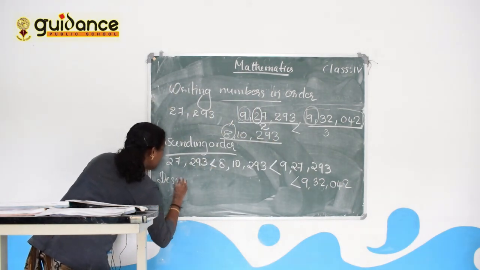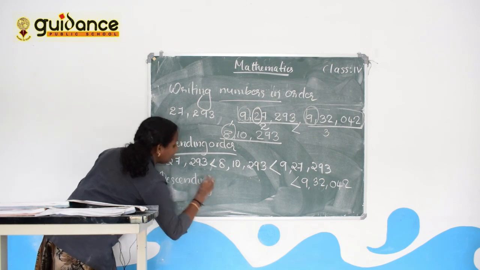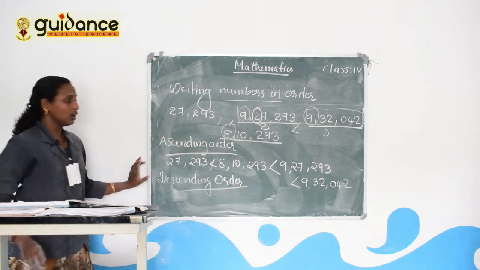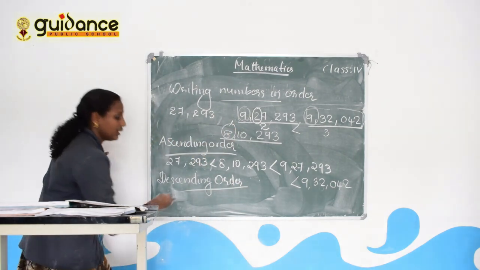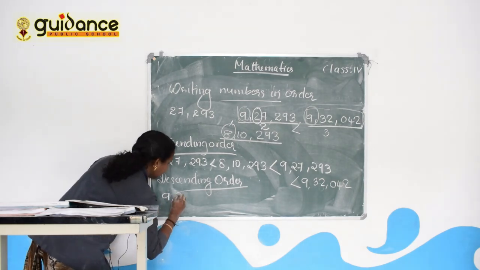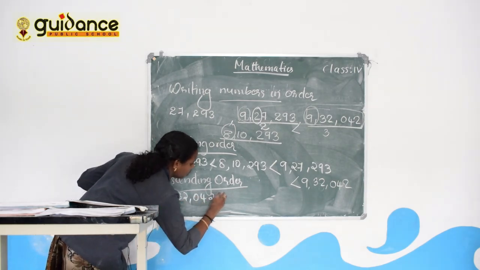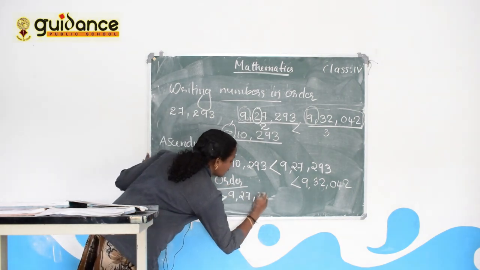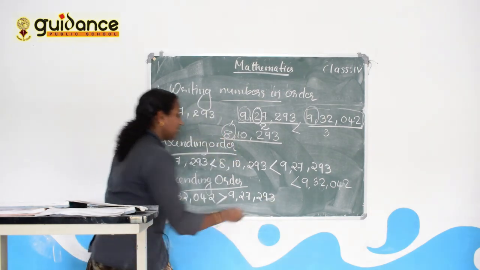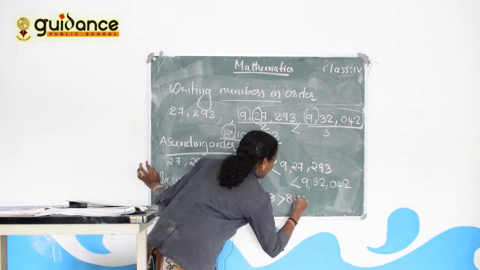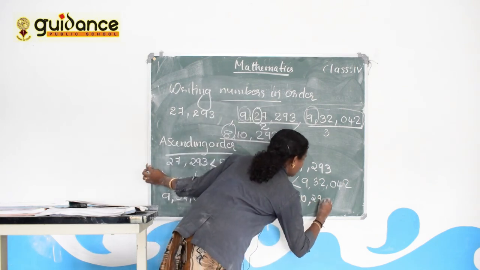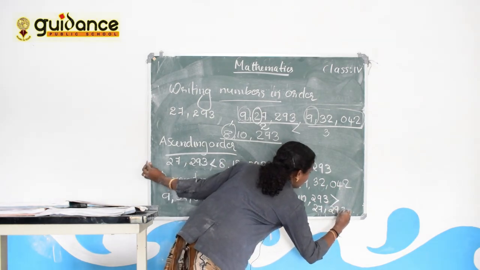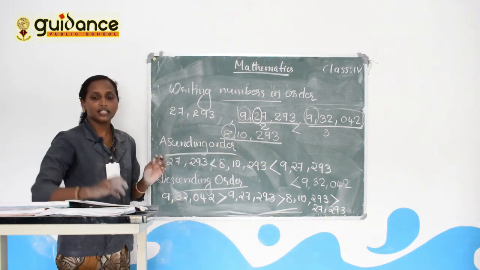Next, write the descending order. What is descending order? The numbers are written from biggest to smallest. So first write the biggest number. What is the biggest number? 9,32,042 is greater than 9,27,293, which is greater than 8,10,293, which is greater than 27,293. So this is the descending order.